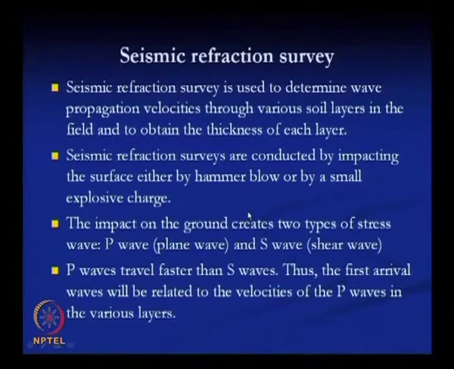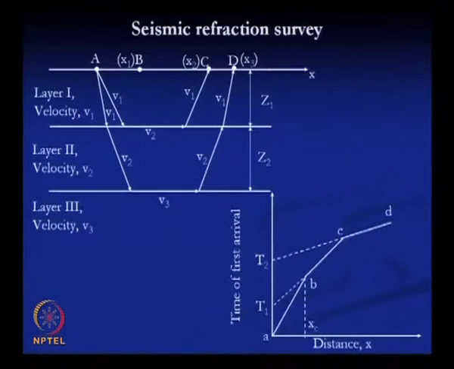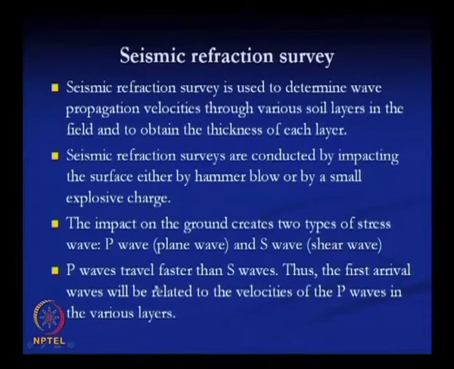That means if we want to record, somewhere we have to detect, so we place geophones which will receive those waves after refraction. If we go for the first arrival of the wave, as the P wave travels faster than the S wave, the wave received first in the geophone is the P wave. So we are talking about the velocity of the wave, and here the velocity of the wave will be the velocity of the P wave.